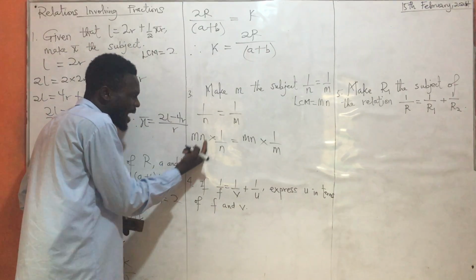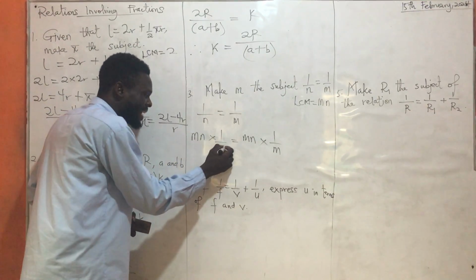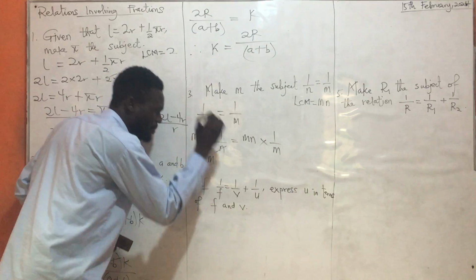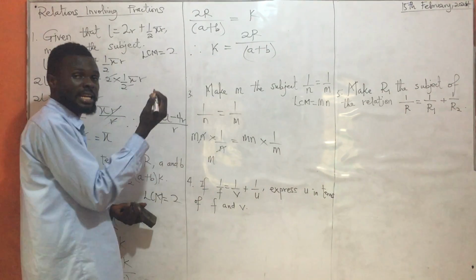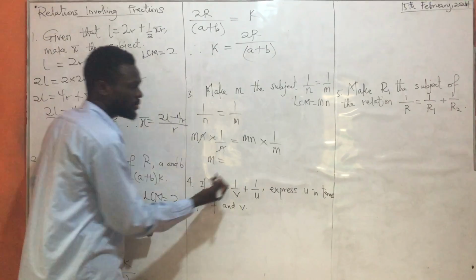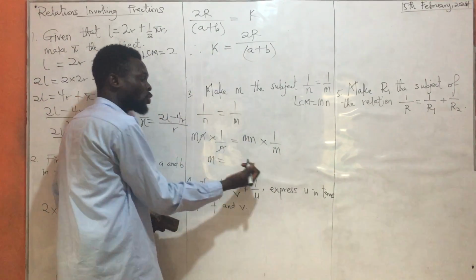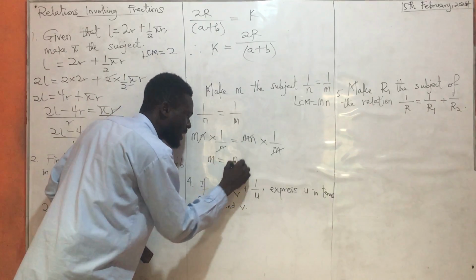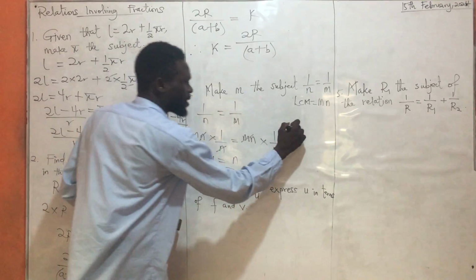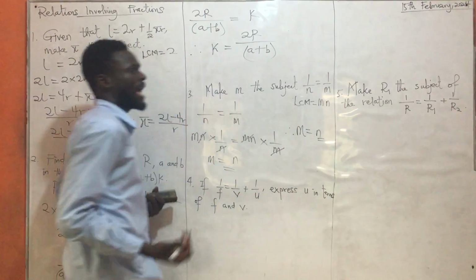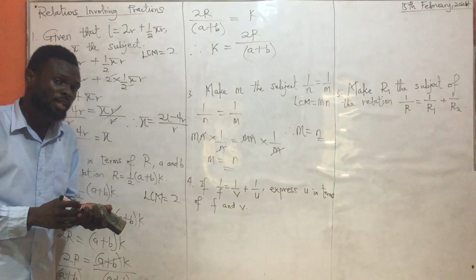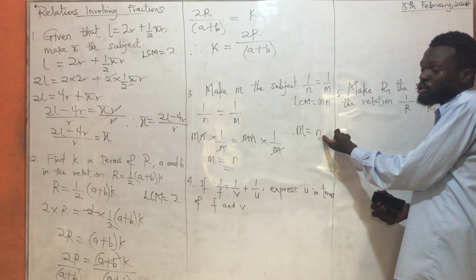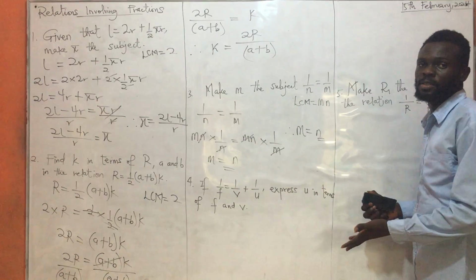Now because mn is multiplying 1 over n, this n will cancel this n, and m times 1 is m, because any number times 1 is the number, which is equal to, m will also cancel m. So if m cancels m, what are you left with? 1 times n, which is n. So making m the subject, m is equal to n. As simple as that. So we have been able to make m the subject. Good.